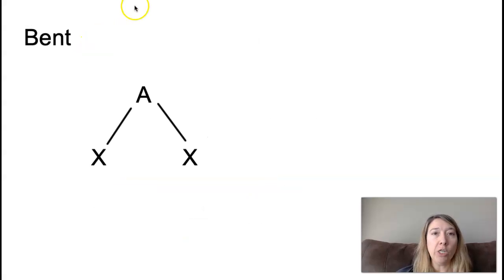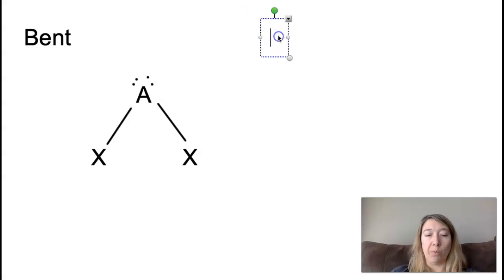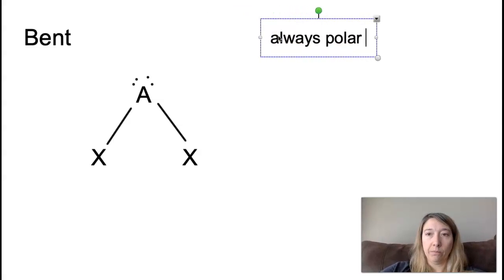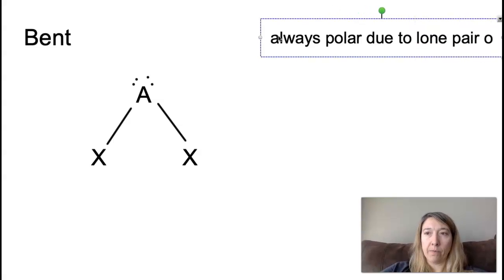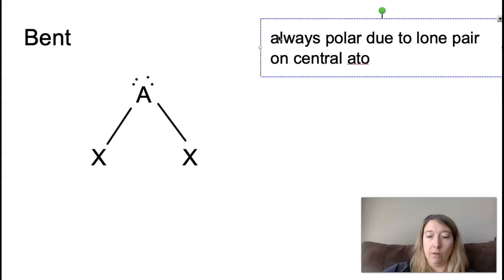Next shape, we're actually going to look at bent next. So this is going to cover both possible options of either bent with one lone pair or bent with two lone pairs, right? It doesn't really matter which option we are looking at. So what we're going to find is anytime we have a molecule with a lone pair on the central atom, it is always going to be polar. So always polar due to lone pair on central atom. Okay, so my decision with bent isn't going to be, is it or is it not polar? My decision is going to be, where are electrons being drawn?